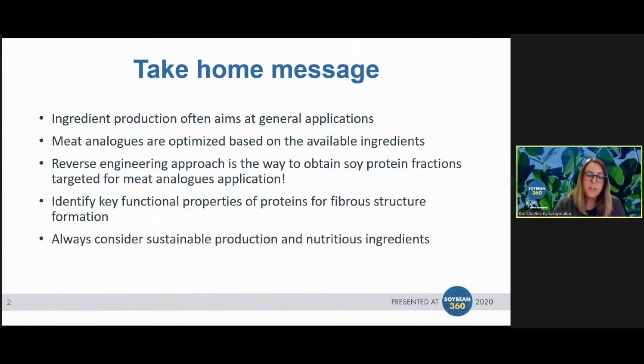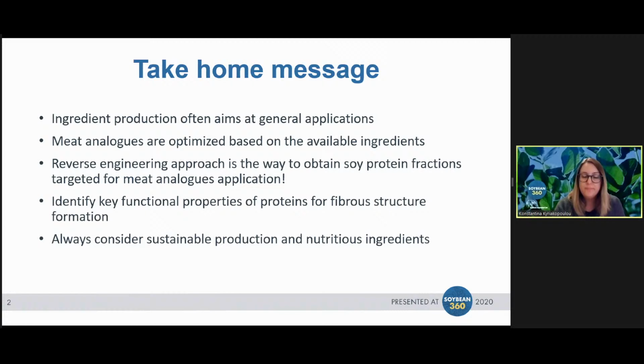meat analog process in such a way, based on the ingredients that are available. So this made us think, can we actually produce ingredients specifically targeted at this application? So optimizing the fractionation process to meet the meat analog application requirements. And to do so, we have to identify which functional properties of the proteins are important to produce the desired fibrous structure for these meat analogs. And our process should also be sustainable and provide nutritional ingredients.